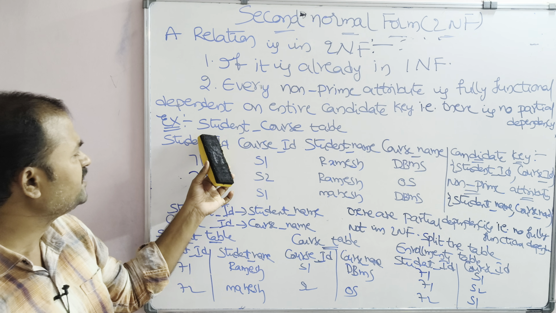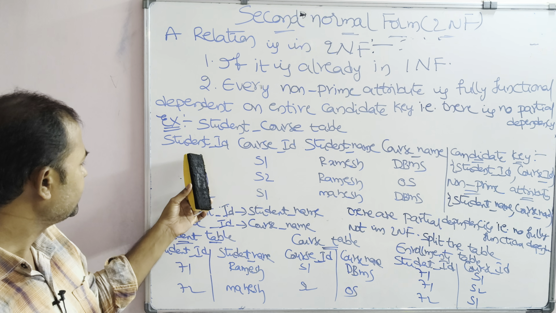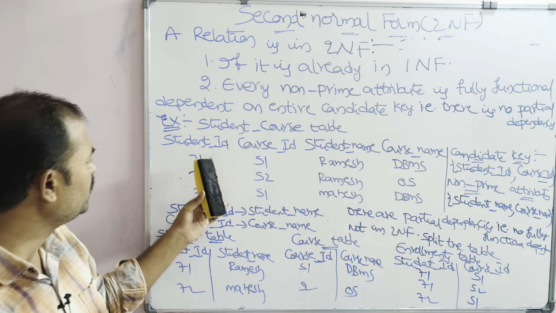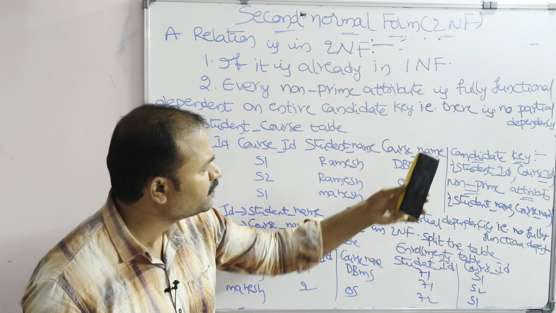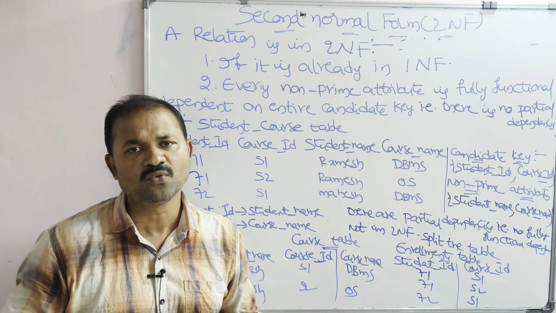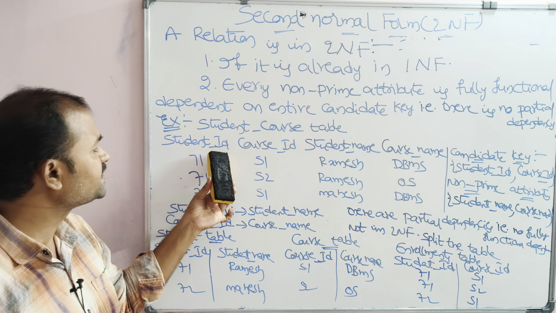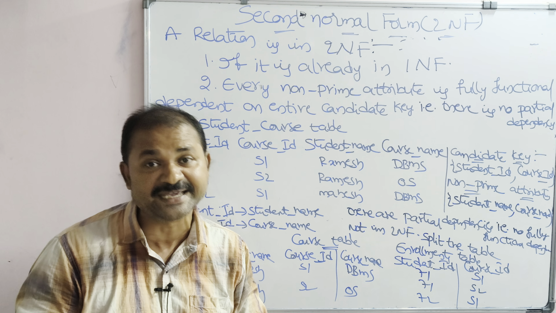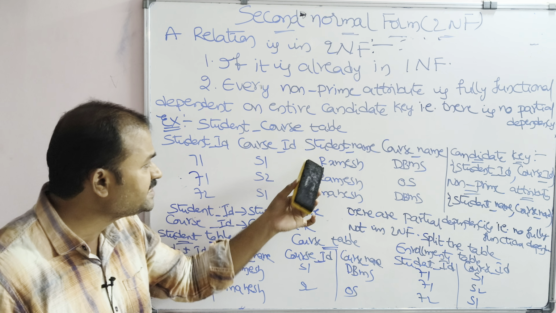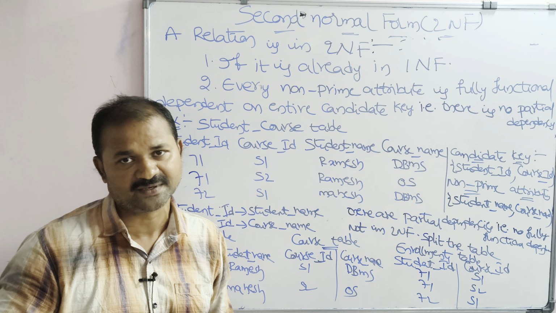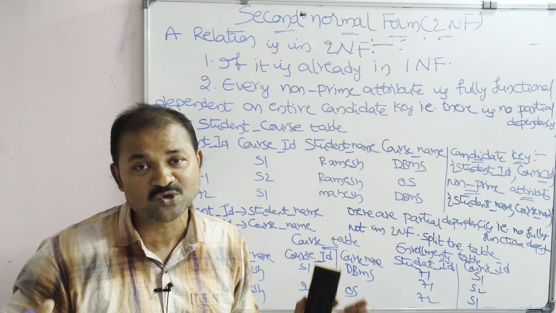So let's see with the help of this example, the student course table. There are 4 attributes in this table: student ID, course ID, student name, course name. Now we have to select the primary key. We can't select student ID as the primary key. Why? Because a single student may register for different courses. Primary key means it must be unique. Duplicate values are not allowed.